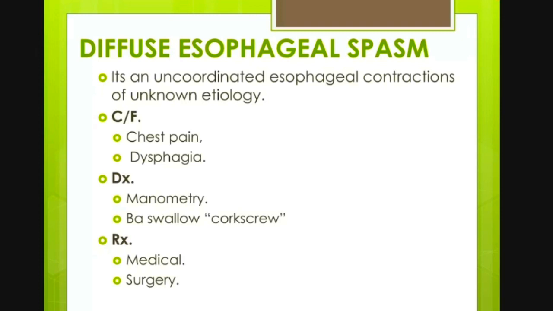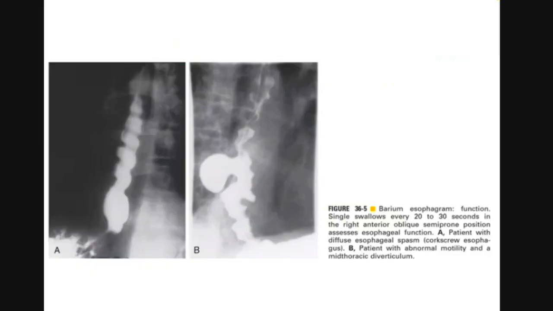This is a pain in the chest and dysphagia, and diagnosis is by manometry and barium swallow. It will have a corkscrew appearance, and it is treated usually medically. If there is difficulty, you should do a myotomy of the whole part of the esophagus. This is how it will appear. Corkscrew appearance of this, corkscrew appearance of that one. This is diffuse spasm of the esophagus.